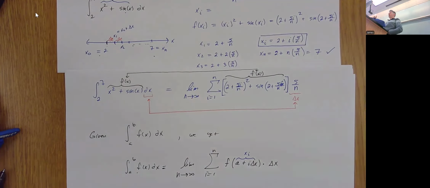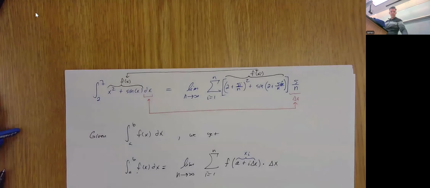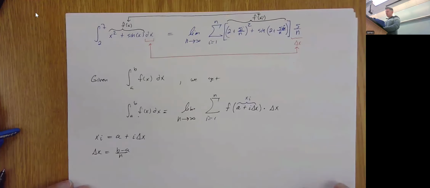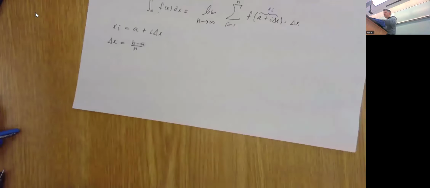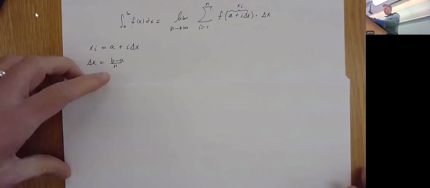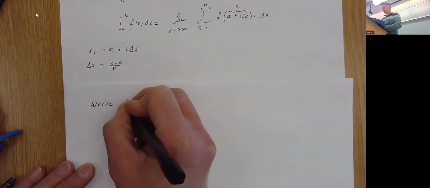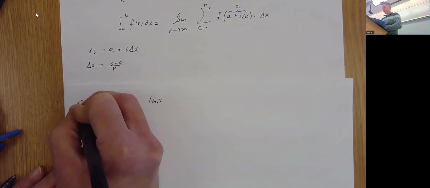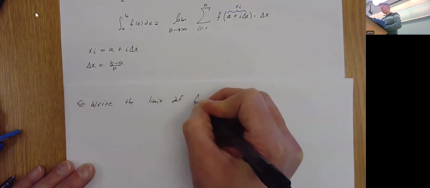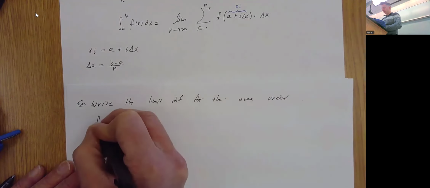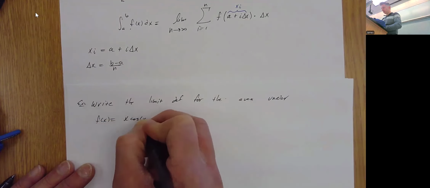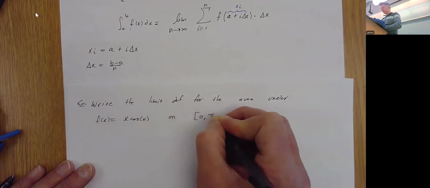So let's go back. I don't remember exactly what it was, but can you read to me what the example you were looking at was? Yes. It was f of x equals x cosine x, and then it was from 0 to pi. Cool. So we want to write the limit definition for the area under f of x equal to x cosine of x on the interval from 0 to pi over 2.